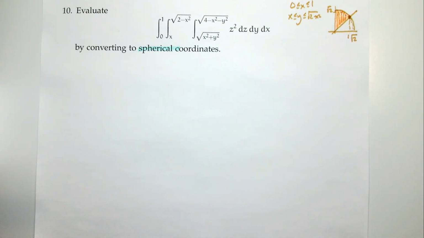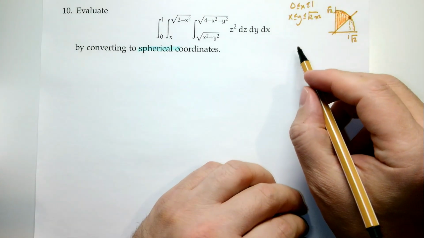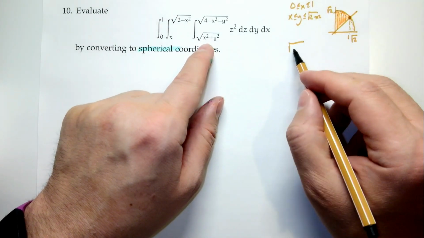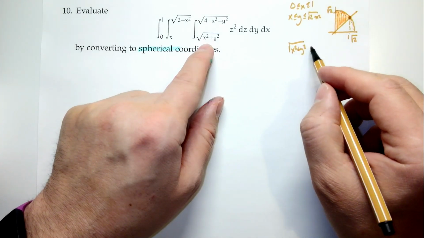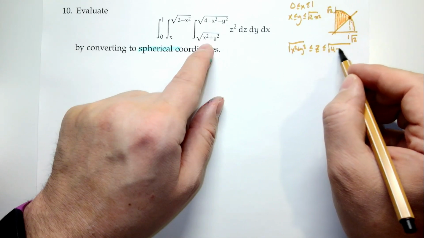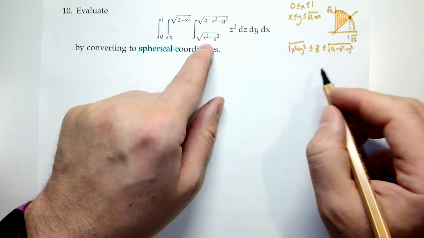Okay, that's a little bit different, but not so bad. Now, how about for z? What's happening for z? Well, it's actually the same bounds, right? So we get the square root of x squared plus y squared less than or equal to z, less than or equal to the square root of 4 minus x squared minus y squared.